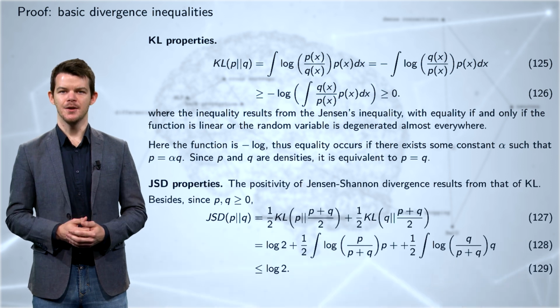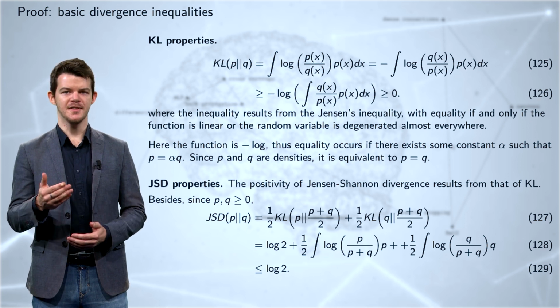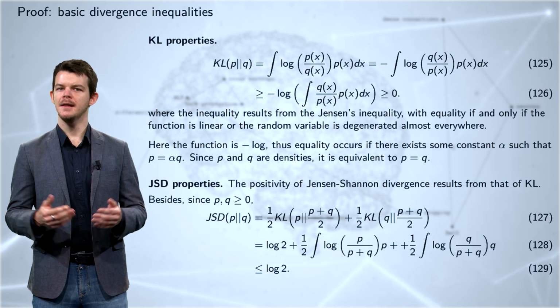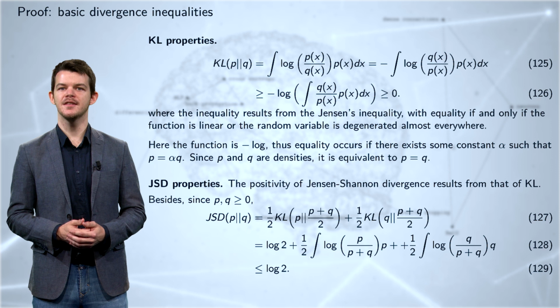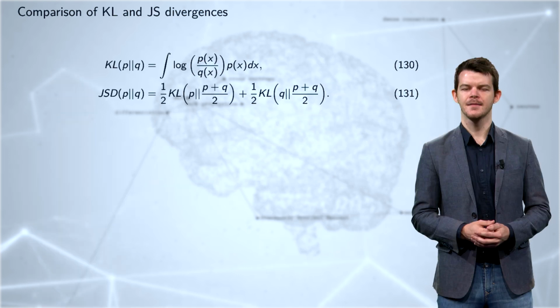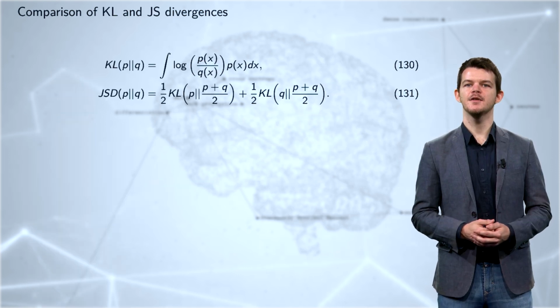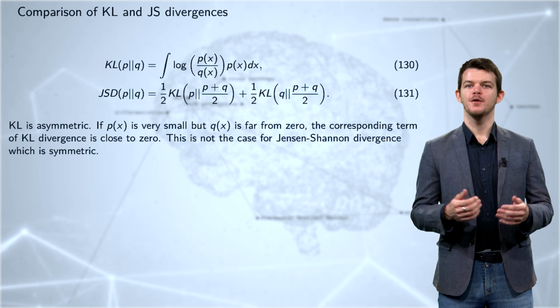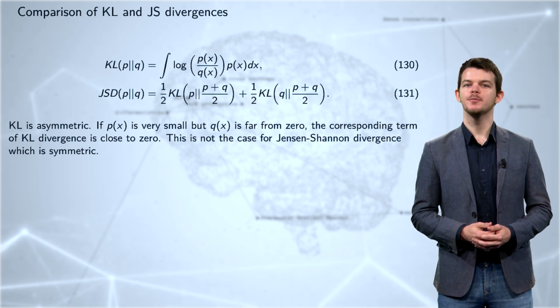Regarding the Jensen-Shannon divergence, its non-negativity results directly from the non-negativity of the KL divergence. Besides, by definition, one has equation 127, and elementary calculations lead to the desired conclusion. As mentioned before, the KL divergence is not symmetric in general, whereas the Jensen-Shannon divergence is. Therefore, the Jensen-Shannon divergence is more suited for measuring how far away two distributions are from each other.